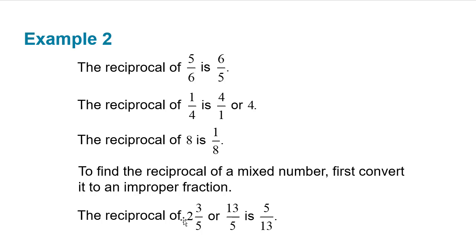Now, just like before, we can't work with mixed numbers. We got to change them into improper fractions to do any of these kinds of operations. So 5 times 2 is 10. 10 plus 3 is 13. We change this to 13/5, and then we flip it, and its reciprocal is 5/13.